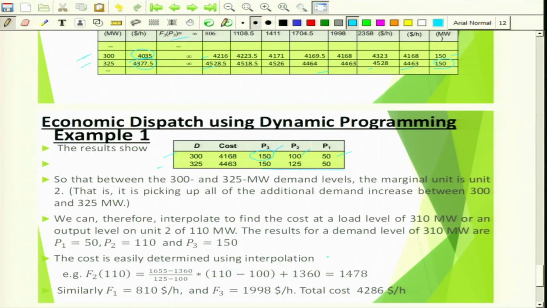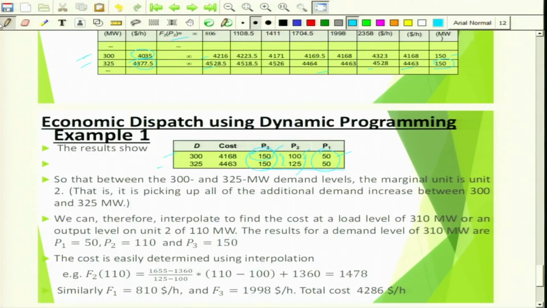Now ultimately your generation is, the P1 is already fixed, which is 50 megawatt, correct, and P3 is also already fixed, which is 150 megawatt, which is not varying. The only variable which is varying is generator 2, that is from 100 to 125. That means you can consider this generator to operate as it is supposed to vary from 100 to 125, and that's what it is indicating. By varying from 100 to 125, it is giving the best possible solution.